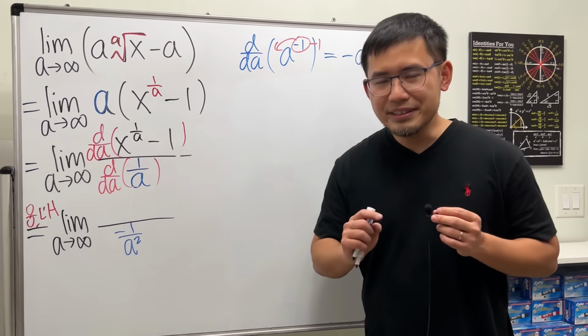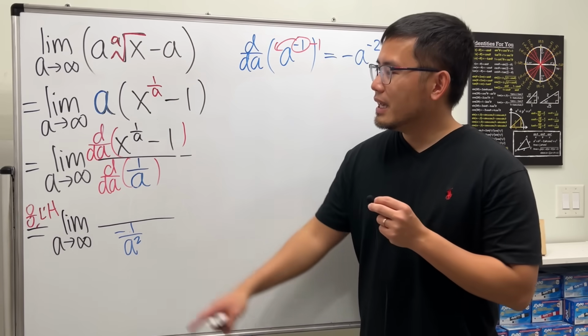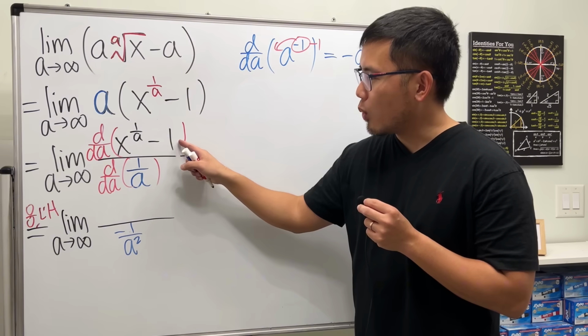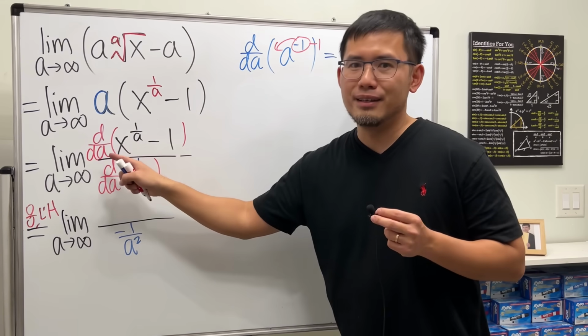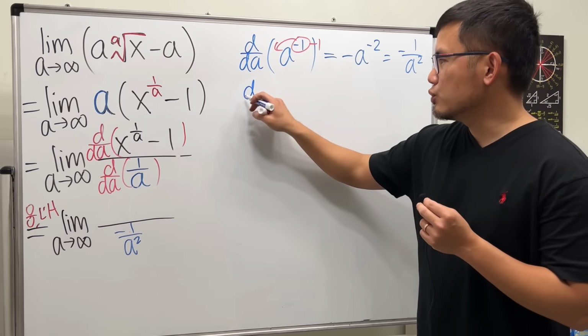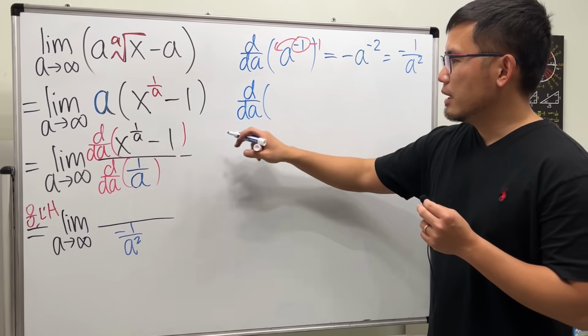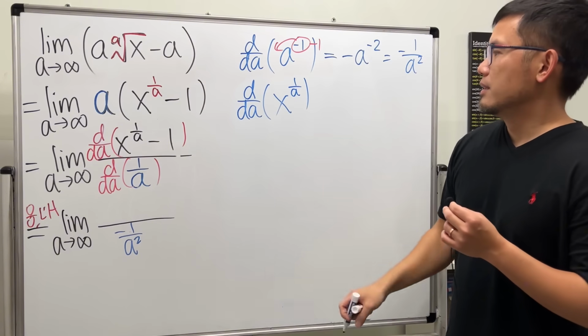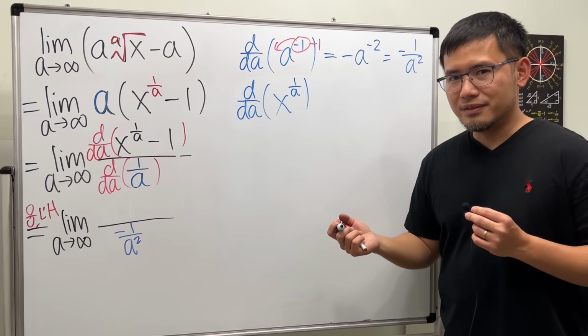All right, now, this is the trickiest part of this question. Taking the derivative of x to the 1 over a's power minus 1 with respect to a. So a is the variable. And let me write this down to make it super clear for you. We have the x, which is like a constant in this case.